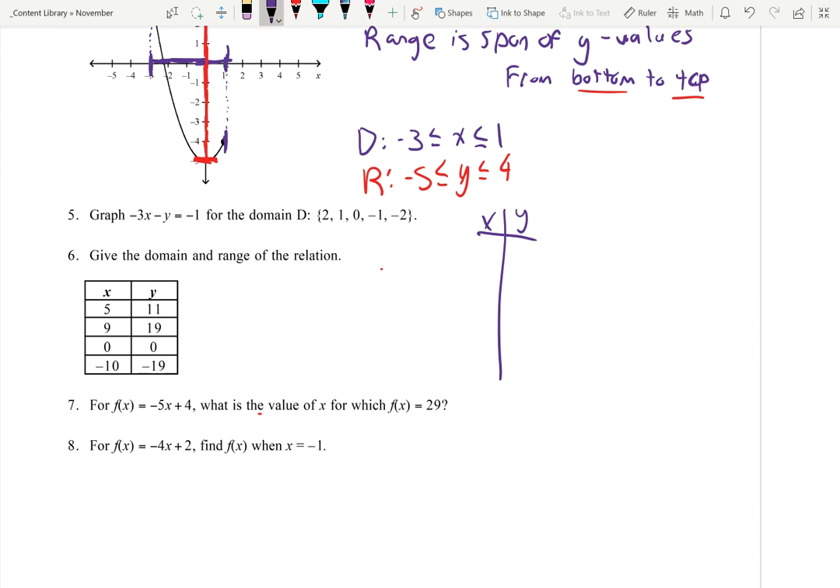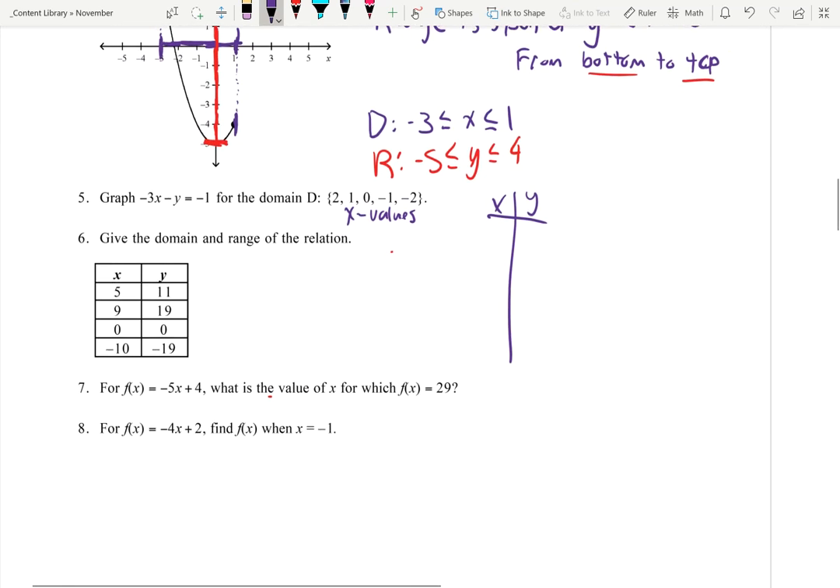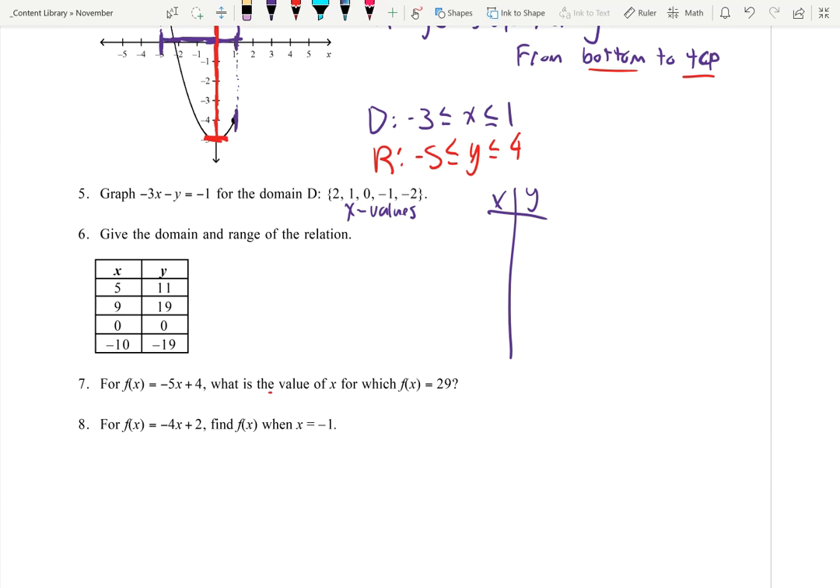So in this case, our table, it gives us a domain. It gives us x values to use. So we are going to plug in these x values. We are going to plug in 2, 1, 0, -1, and -2, because that's what the problem wants us to do. It gives us those x values to plug in.